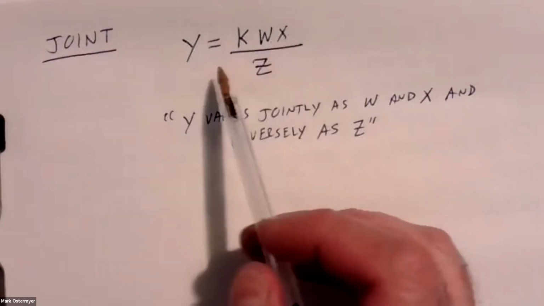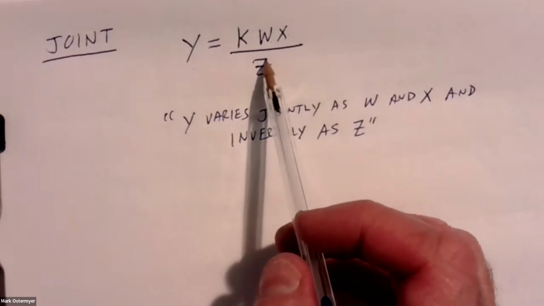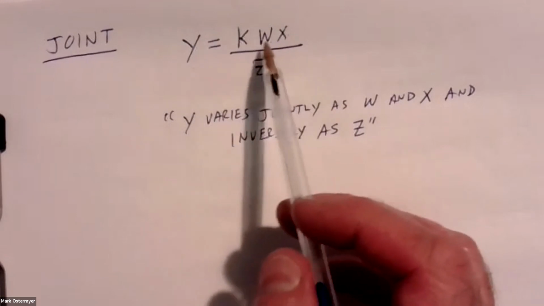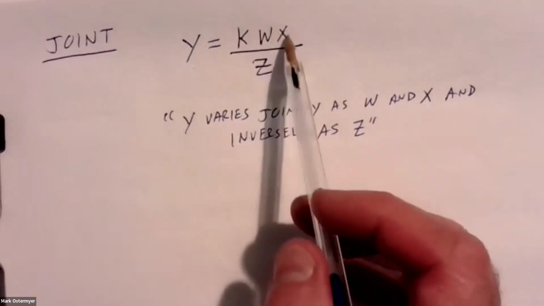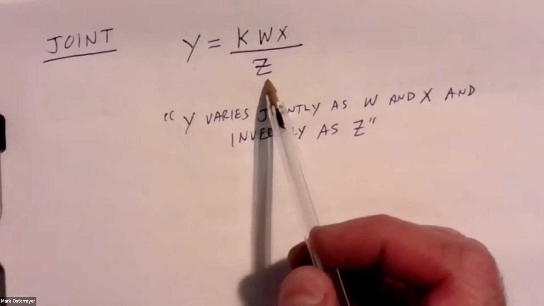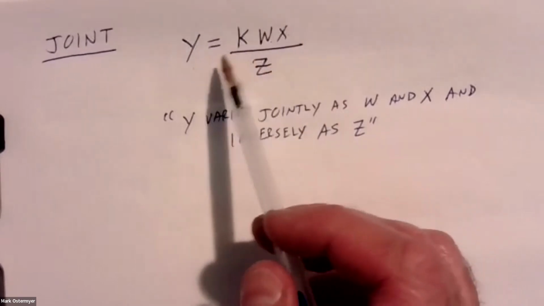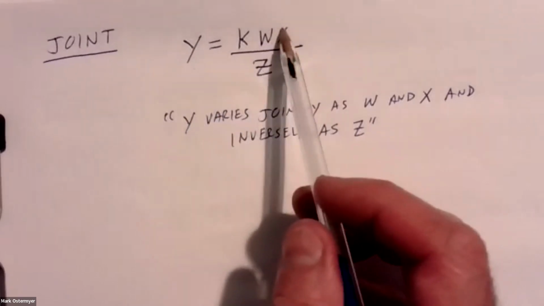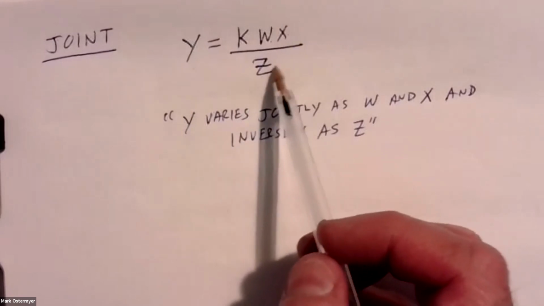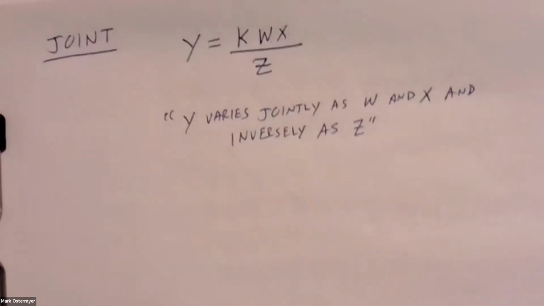It's interesting with joint variations because you can have a multitude of things going on here. W's value could be increasing, X's value could be decreasing, Z's value could be either increasing or decreasing. And it's interesting to see the interplay of how Y responds to the changing values of W, X, and or Z. That's called a joint variation.